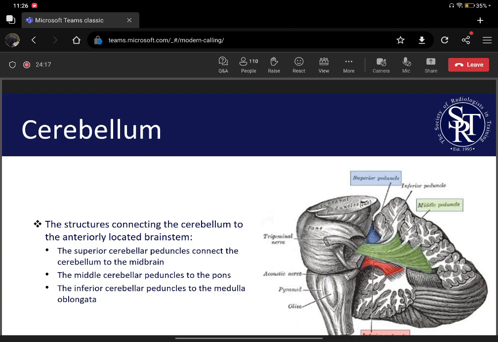It is joined to the brainstem by three peduncles. We have the superior cerebellar peduncle joining to the midbrain, the middle peduncle joining to the pons, and the inferior cerebellar peduncle to the medulla. Let's take a look at some images.